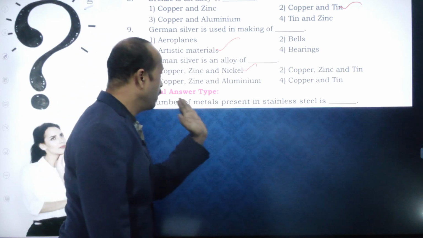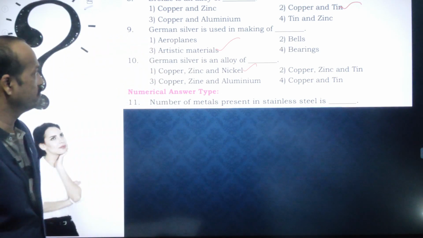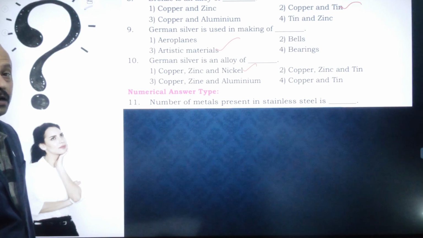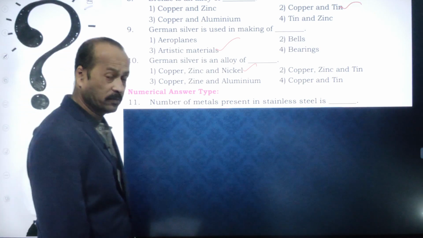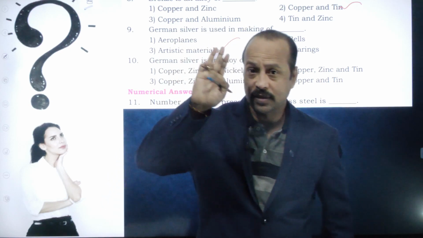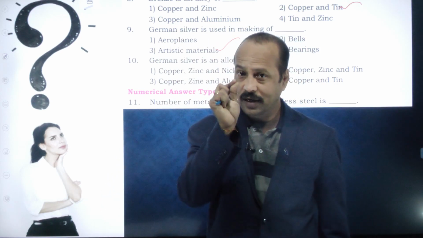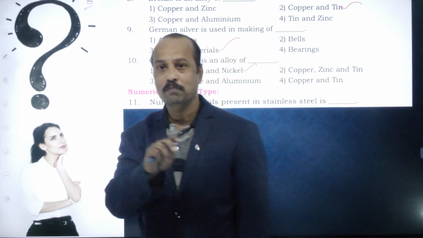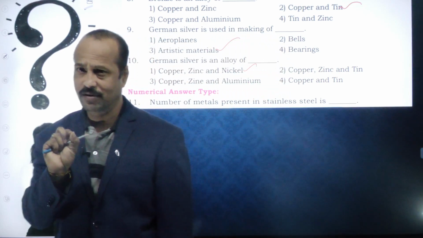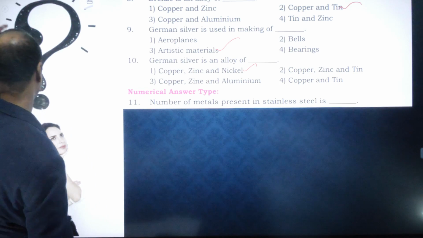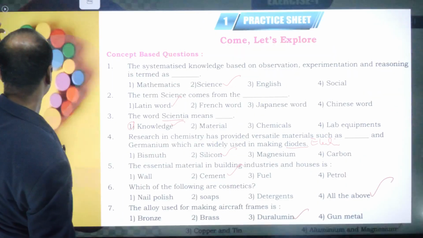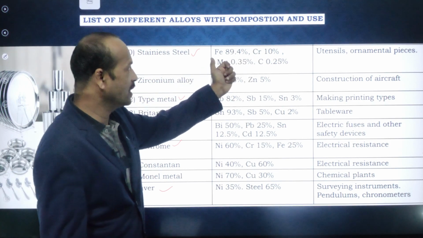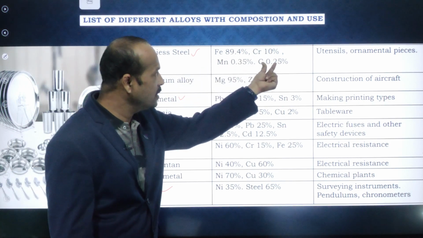Now, number of metals present in the stainless steel. Number of metals present in the stainless steel. What is it? I told you this one. Okay. So, there are 3 metals along with one non-metal. Now, how is the stainless steel made up? By using 3 metals and one non-metal. The non-metal is what? Carbon. Yes. And the 3 metals are what? Iron, chromium, manganese. And here this carbon is a non-metal.